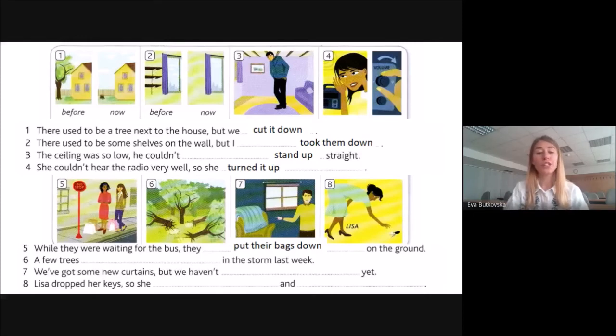A few trees fell down in the storm last week.